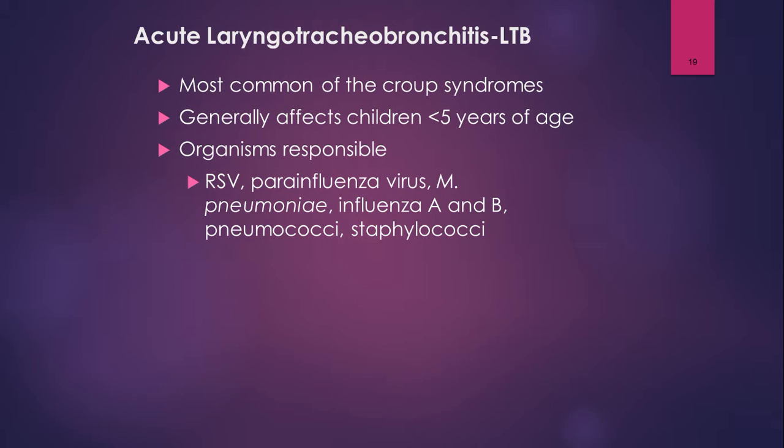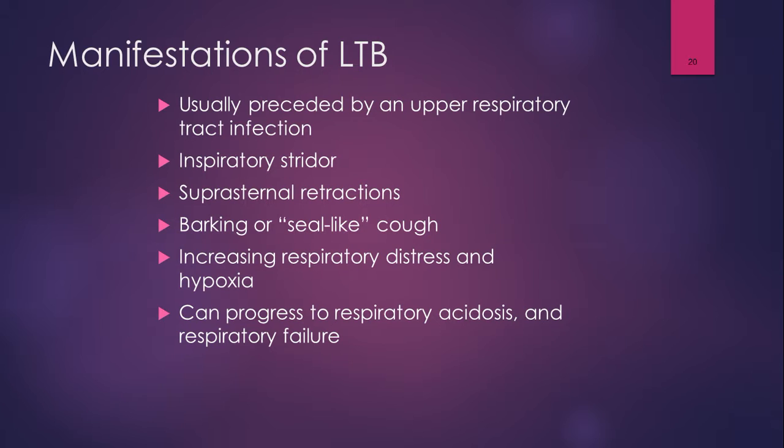Acute laryngotracheobronchitis, or LTB, is the most common of the croup syndromes. It generally affects children less than the age of 5. The organisms responsible include RSV, parainfluenza virus, M. pneumoniae, influenza A and B, and pneumococci and staphylococci. Manifestations of LTB include inspiratory stridor, suprasternal retractions, barking or seal-like cough, increasing respiratory distress and hypoxia. This can progress to respiratory acidosis and respiratory failure. LTB is usually preceded by an upper respiratory tract infection.